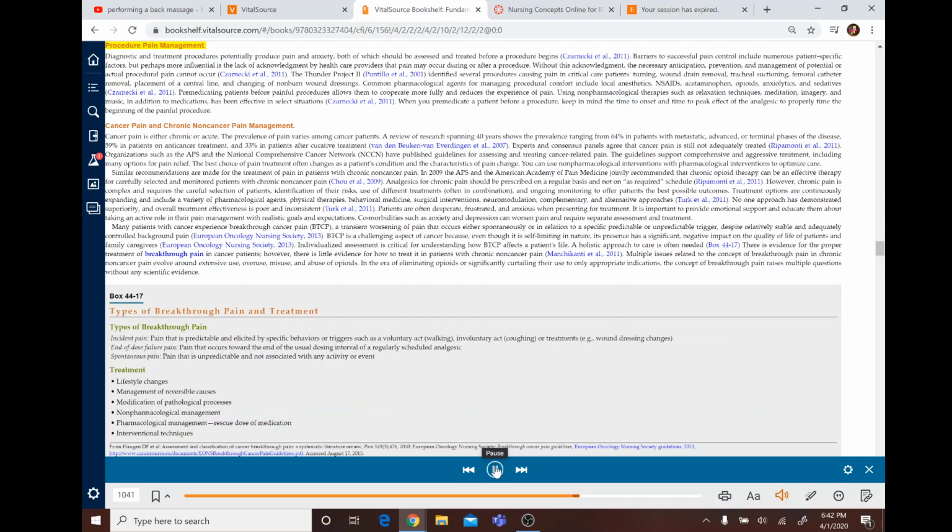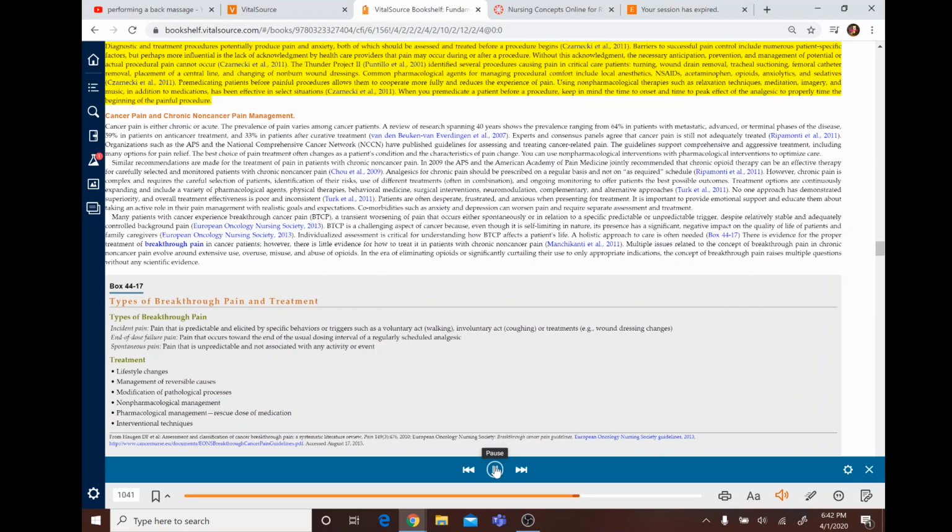Procedure pain management. Diagnostic and treatment procedures potentially produce pain and anxiety, both of which should be assessed and treated before a procedure begins. Zarnecki et al., 2011. Barriers to successful pain control include numerous patient-specific factors, but perhaps more influential is the lack of acknowledgement by healthcare providers that pain may occur during or after a procedure. Without this acknowledgement, the necessary anticipation, prevention, and management of potential or actual procedural pain cannot occur.